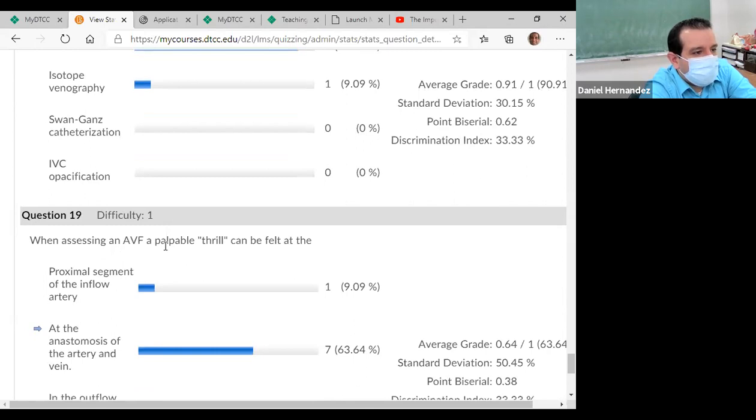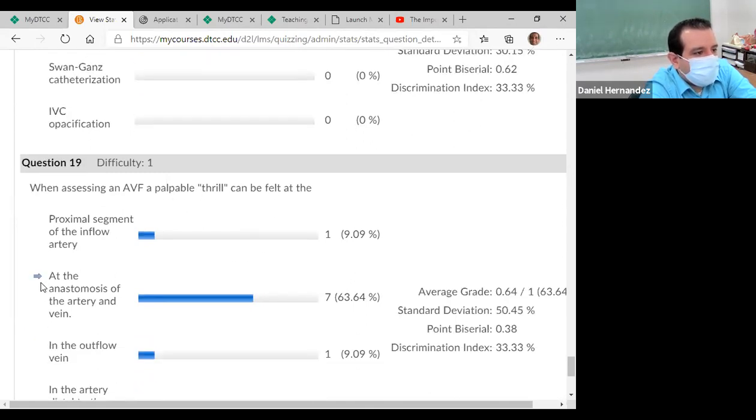When assessing an AVF, a palpable thrill can be felt at. So this is at the anastomosis of the artery and vein. So we feel that thrill right at that connection. That's where you're going to get your fastest velocities and your most turbulent flow. So that's basically what you're feeling, that turbulent high velocity flow.